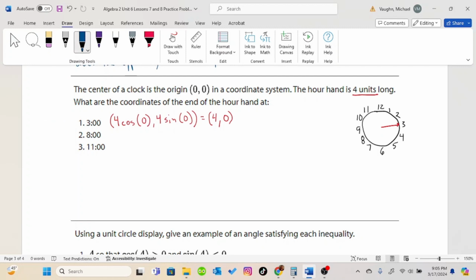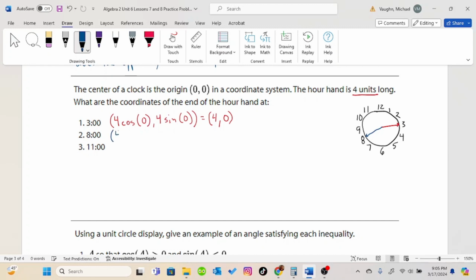Next, we're looking at 8 o'clock. So now we're pointing down here. We have a full pi and then one more sixth. So this is going to be 7/6 pi.